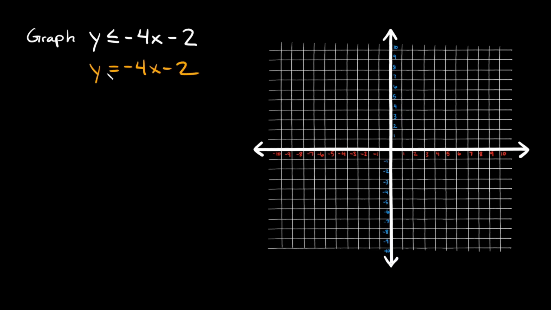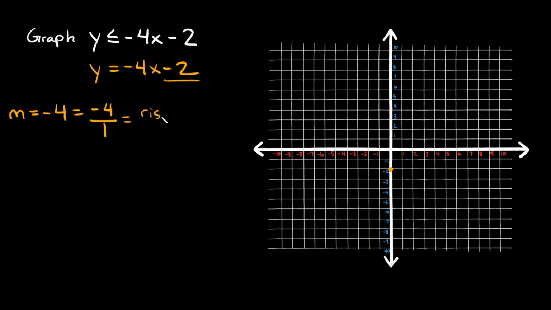Now let's graph this really quick. So again, this is your y-intercept, so negative 2. So just plot a point along the y-axis at negative 2 right there. And then our slope this time is negative 4, right? So the slope is equal to negative 4, which we can also write as negative 4 over 1, if you want to write it as a fraction.